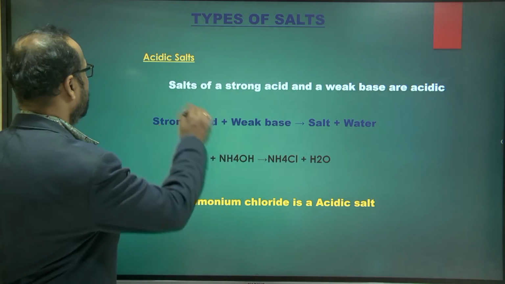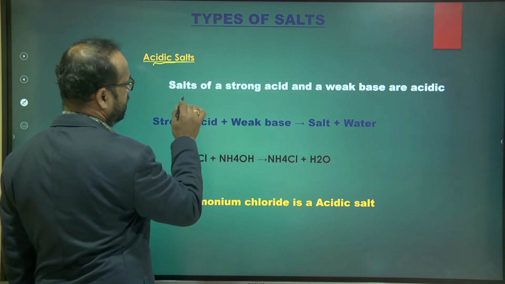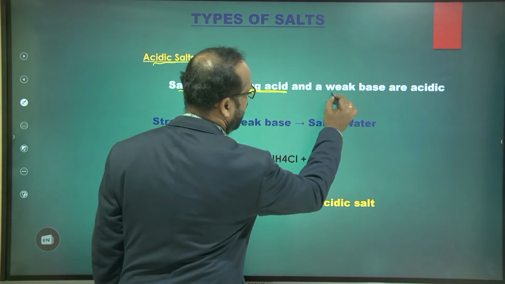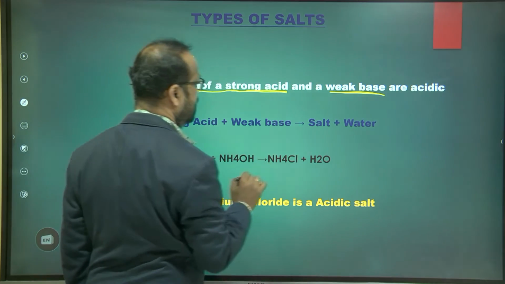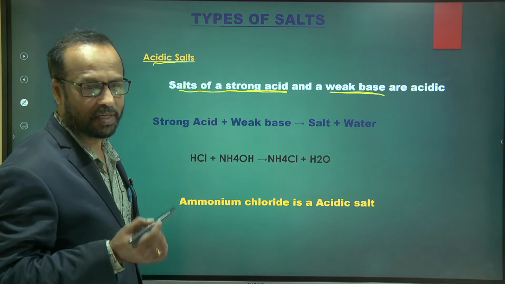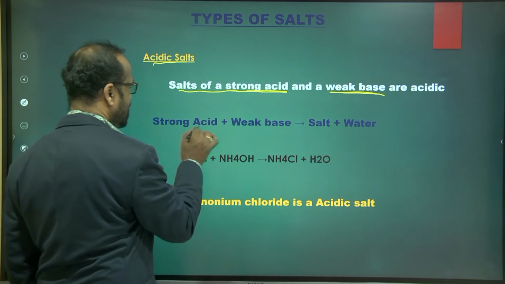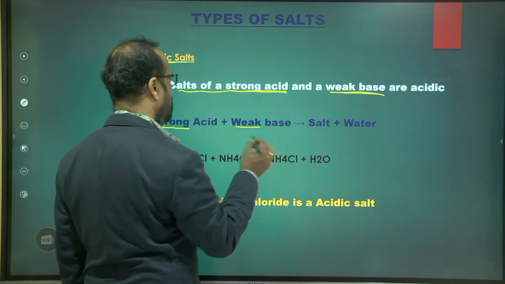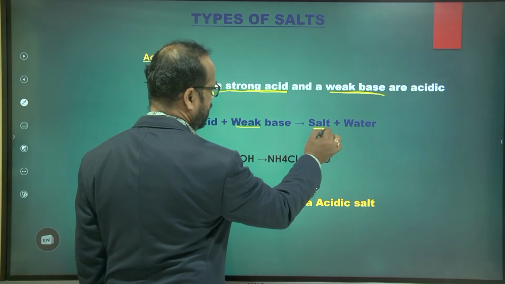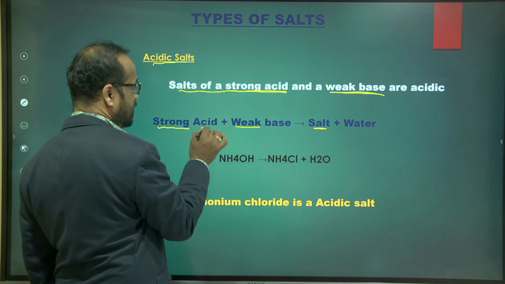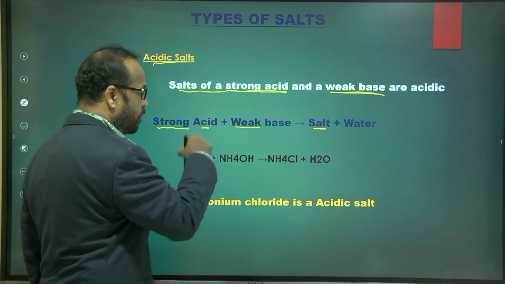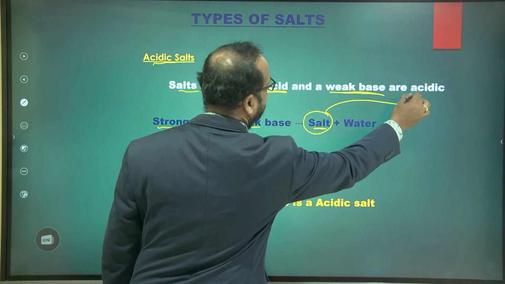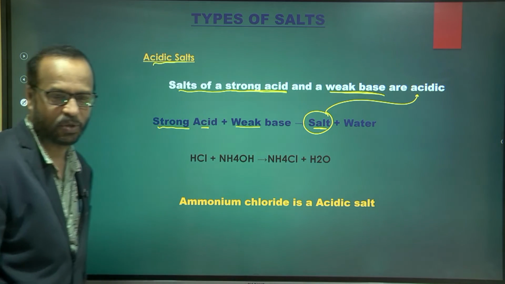Yes, sir. So see here, acidic salt. How is it formed? The salts of strong acid and weak base. Whose power is more? The power of acid is more. This has more power, and the weak base's power is less. Of course, when acid and base react, they form a salt. But in this salt, whose power is more? Acid power is more. So whatever salt is forming here, that salt is acidic in nature. Is this clear to you?